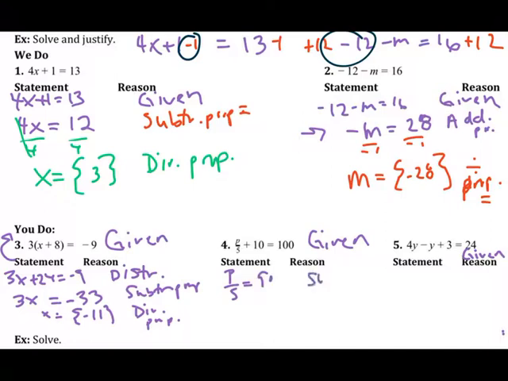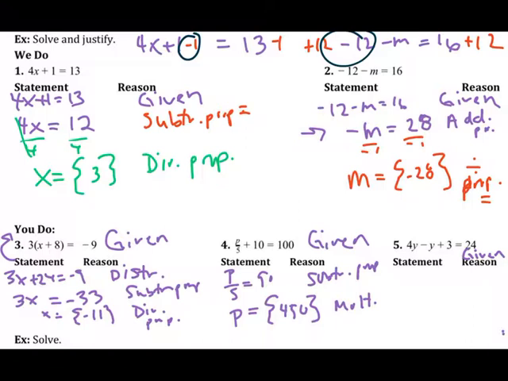The reason that I'm allowed to do that is the subtraction property. And then to get rid of this divided by 5, I'm going to multiply both sides by 5. So that's going to get rid of the 5 in the denominator. 90 times 5. Well, 9 times 5 is 45. So 90 times 5 is 450. And what did we use? We used the multiplication property of equality.